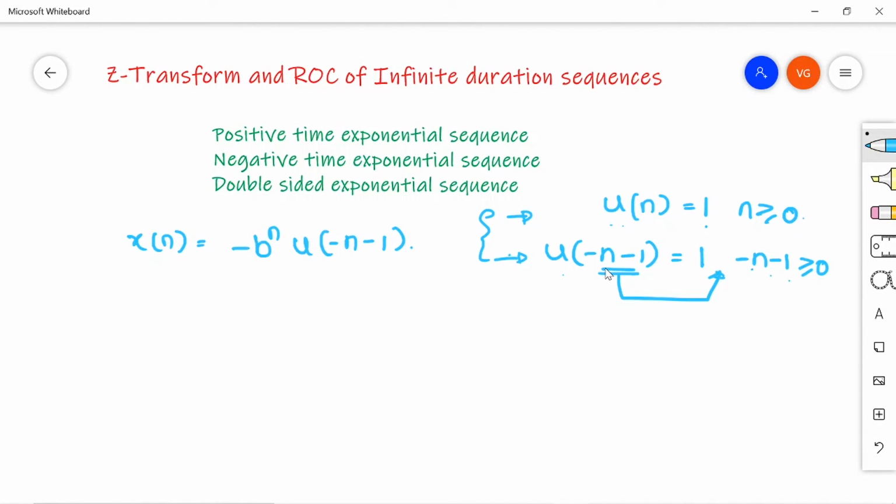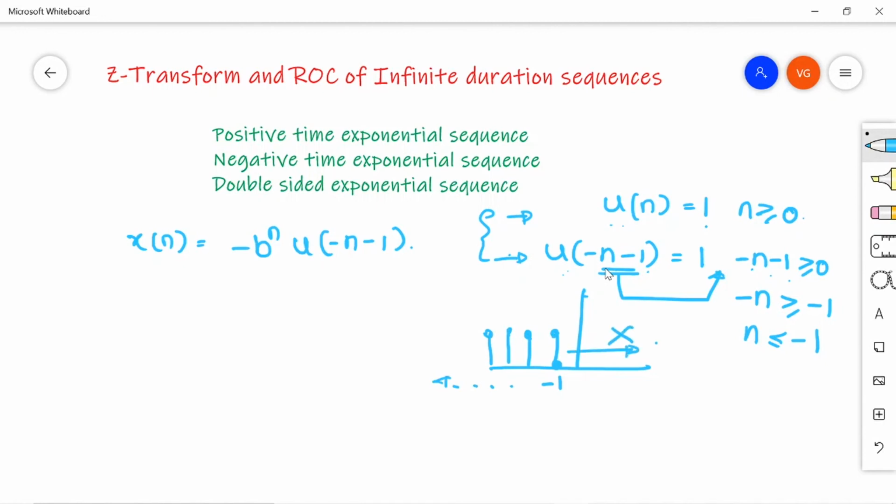So minus n minus 1 greater than or equal to 0 means here minus n is greater than or equal to minus 1. N is less than or equal to minus 1. So u of minus n minus 1 is equal to 1 when n is starting from minus 1, right? So minus 1 to infinity, you will be having the signal. Otherwise, towards your right hand side, there is no signal. It is 0, right? So this is u of minus n minus 1. So u of minus n minus 1 is defining that the signal is a left-sided signal or negative time sequence.